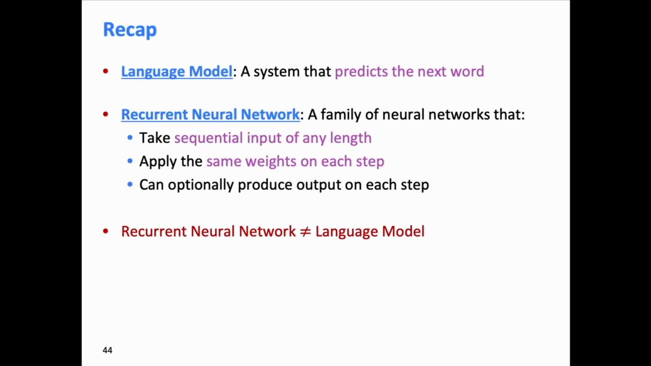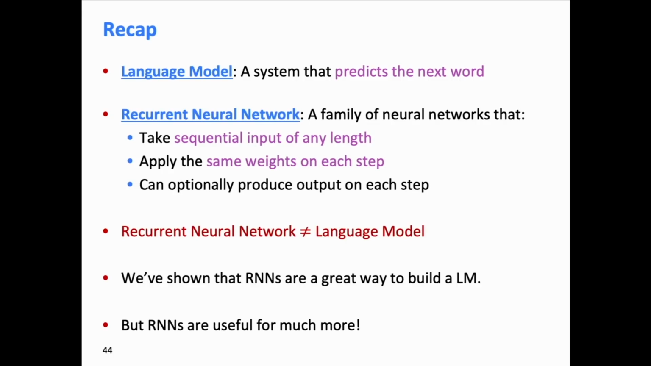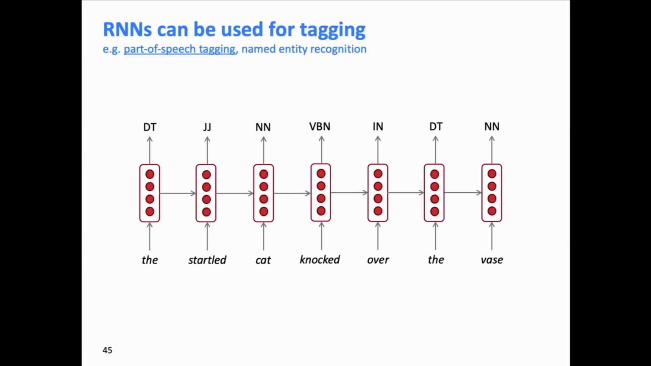So don't be confused. A recurrent neural network is not the same thing as a language model. We've seen today that an RNN is a great way to build a language model, but actually it turns out that you can use RNNs for a lot of other different things that are not language modeling. So here's a few examples of that. You can use an RNN to do a tagging task. So some examples of tagging tasks are part-of-speech tagging and named entity recognition.